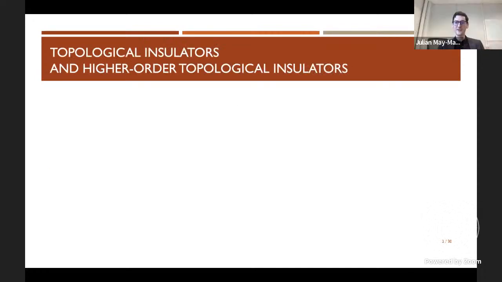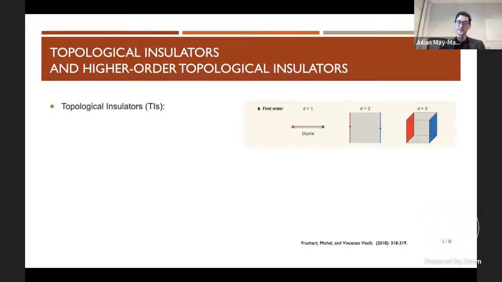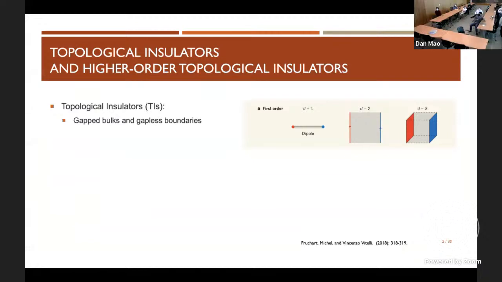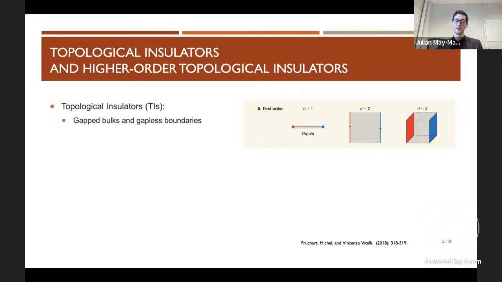So the interest in topology in condensed matter and insulators really begins with normal topological insulators, which are typically characterized by having gapped bulks as well as gapless boundaries, shown here. So for example, in 1 dimension, we have a 1-dimensional insulator with 0-dimensional edge modes. In 2 dimensions, we have a 2-dimensional insulator with 1-dimensional edge modes. And in 3 dimensions, we have a 3-dimensional insulator with 2-dimensional surfaces that are gapless. These systems are typically protected by some sort of on-site symmetry, the famous examples being particle hole symmetry, time reversal symmetry, and the combination, chiral symmetry.